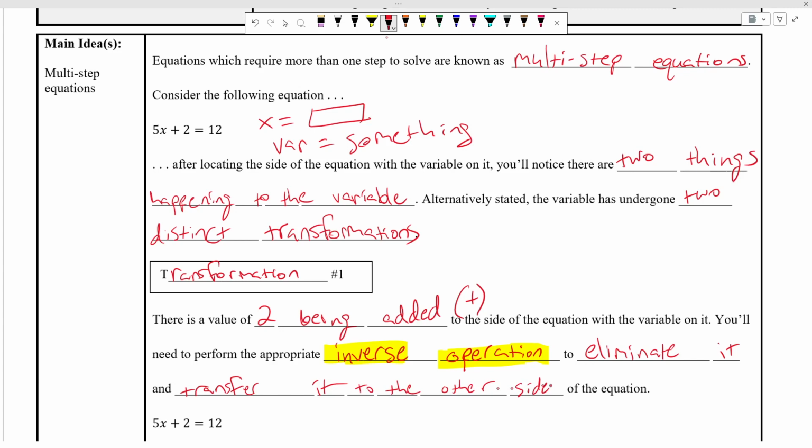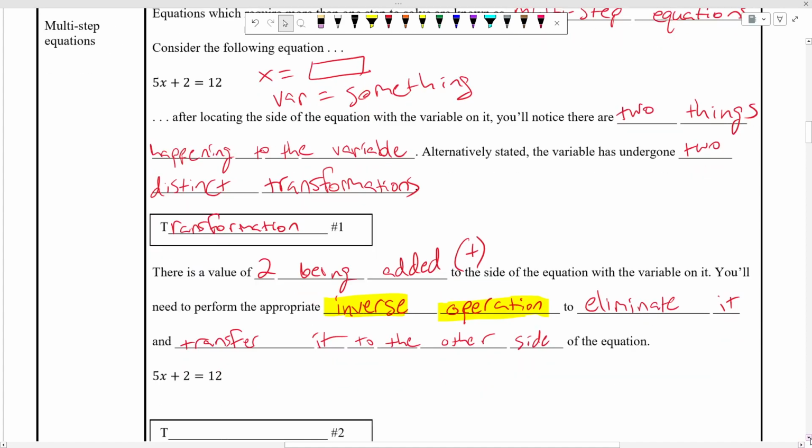All right. So what am I talking about? How do I perform the appropriate inverse operation? Well, it's not super complicated, right? Well, I'm going to guide you through here on this little example here, okay?